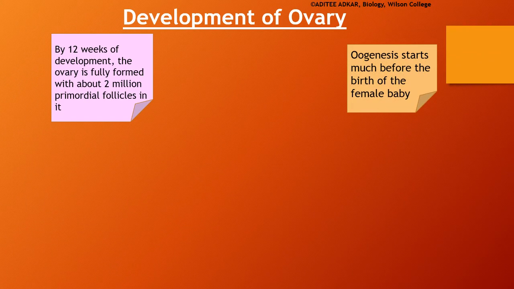The development of the ovary in the female body starts in the embryonic stage itself. By 12 weeks of embryonic development, the ovary is completely formed and contains around 2 million primordial follicles in it. Also, oogenesis, or the process of production of female gametes, starts even before the birth of the female baby. This is not the case in males. In males, spermatogenesis will begin only at the onset of puberty. But in females, this has already started before the birth of the female.